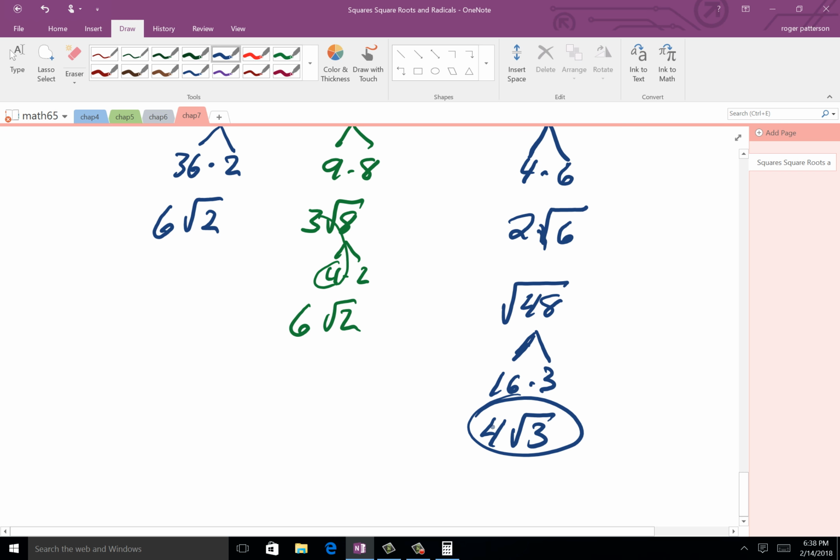Now your calculator's not going to do it. Desmos isn't going to do it for you. All right? They just give you the approximate answers. We're getting exact answers. So there's no way to go around it but do it this way.